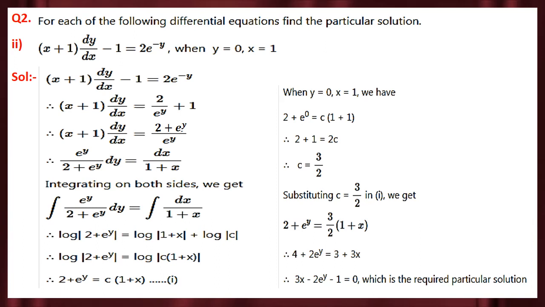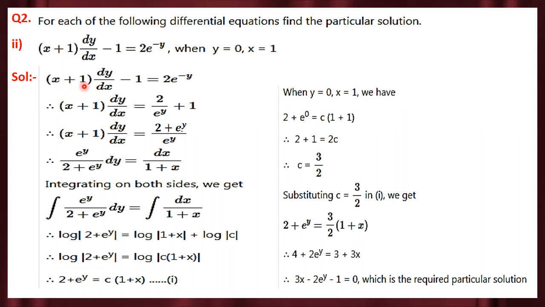Now question number 2, second one. For each of the following differential equations, find the particular solution. We know a particular solution is obtained by giving particular values to the arbitrary constant. So second one: (x + 1) dy/dx − 1 = 2e^(−y), when y = 0 and x = 1. So first we will solve this differential equation and we will substitute the values for x and y.